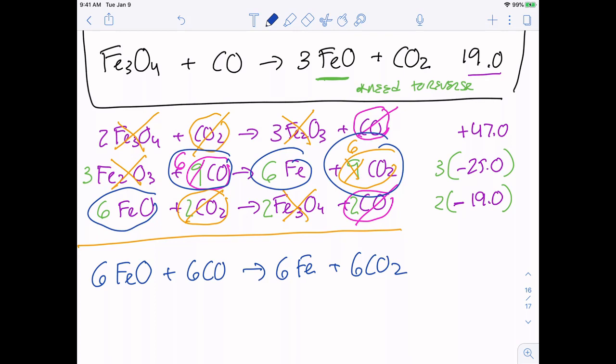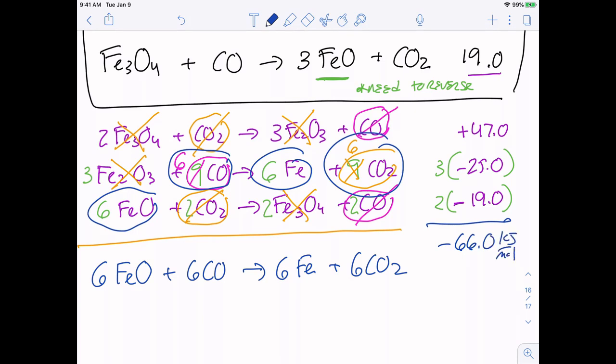So because I added those together, I am going to add these together. Remember that I'm not just adding a negative 25, I'm actually multiplying it by 3. So 3 times a negative 25 is a negative 75. So that's the number I'm going to add to it. So positive 47 plus a negative 75, and then plus 2 times a negative 19, so a negative 38. And I end up with a negative 66.0 kilojoules per mole.